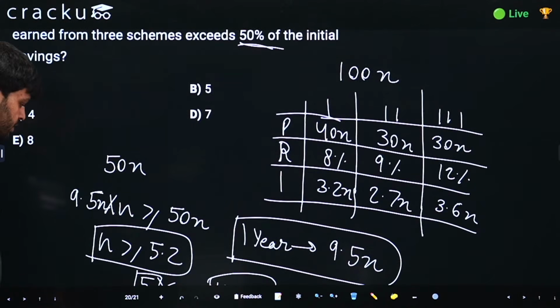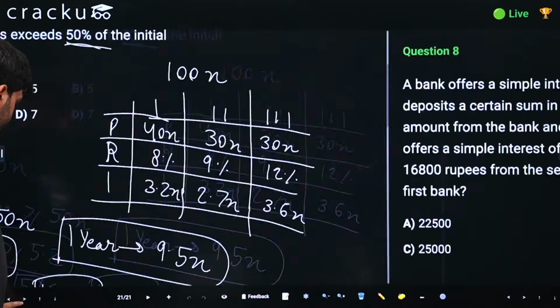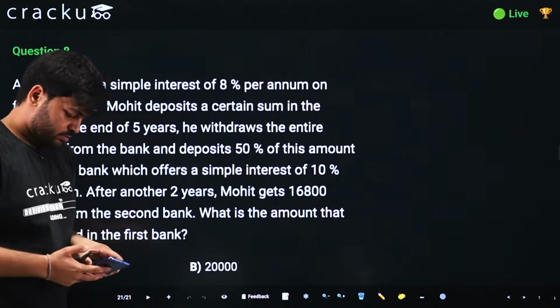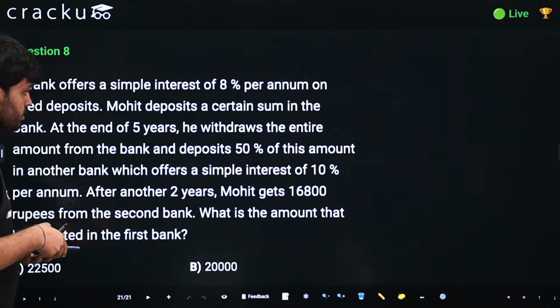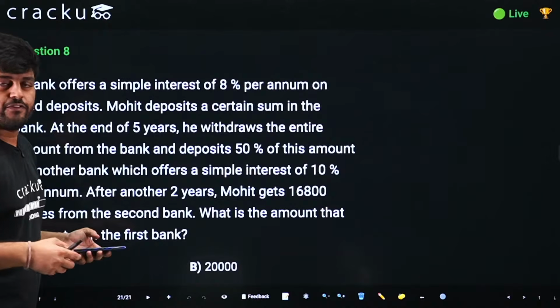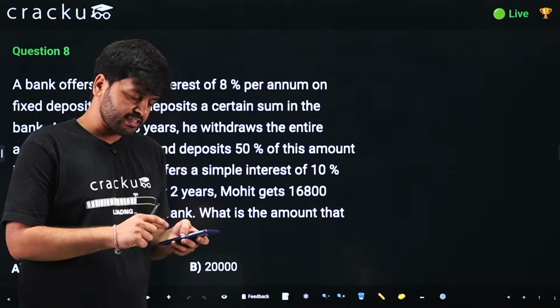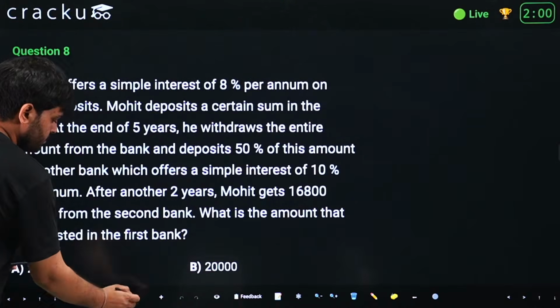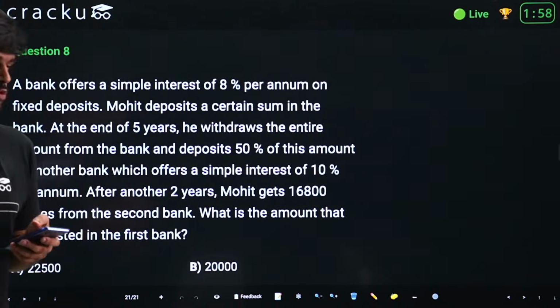Anyone has any doubt till now? We would be moving to the last question of the day now. Anyone has any doubt? Even after solving this question, if anyone has any doubt, they can ask in the chat box. I would reply to it. So you have 2 minutes to solve this question.